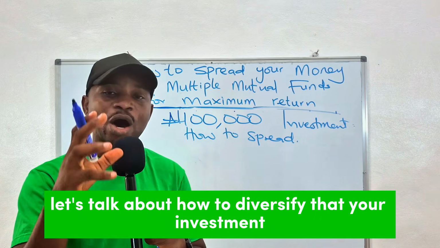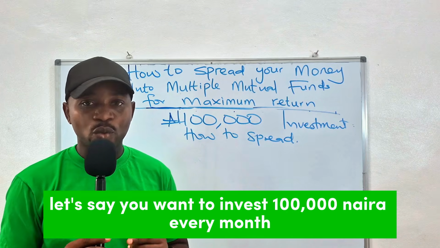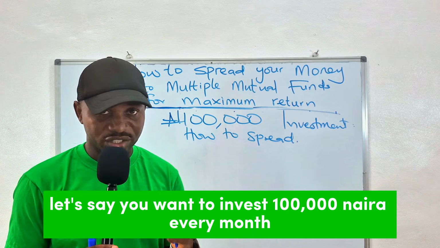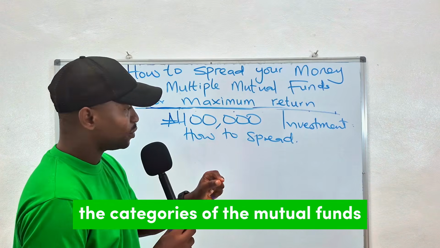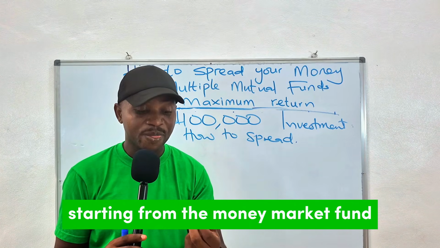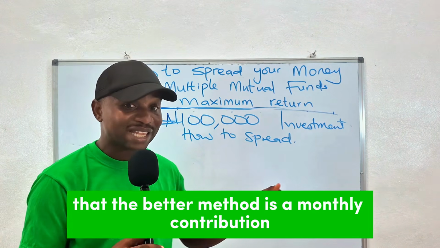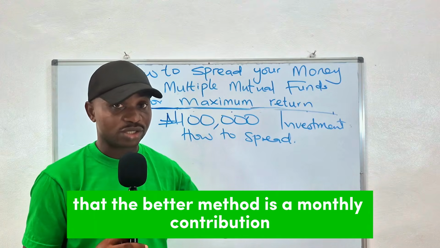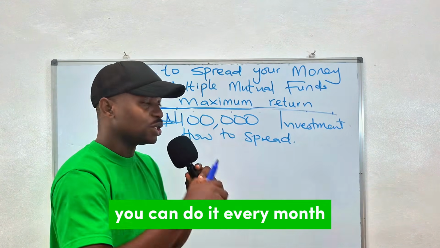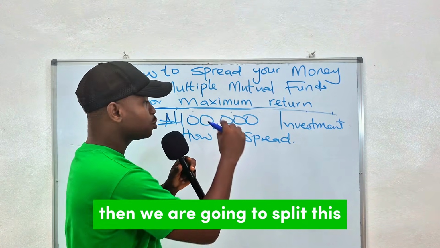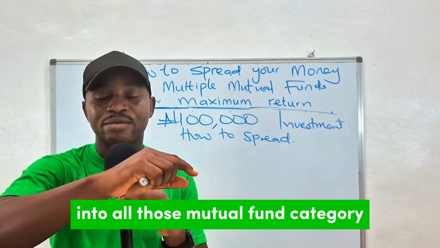Okay, let's talk about how to diversify your investment. Let's say you want to invest 100,000 naira every month into all the categories we have mentioned, starting from the money market fund, the bond fund, and the equity mutual fund. But know that the better method is a monthly contribution, not just one investment. If you're going to be investing 100,000 naira, you can do it every month.